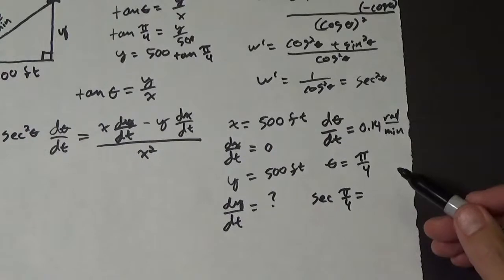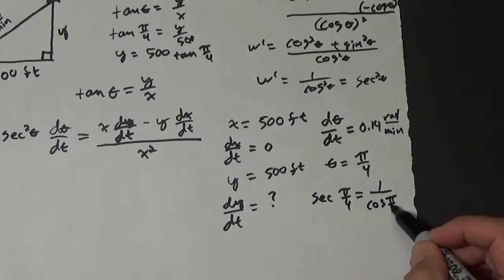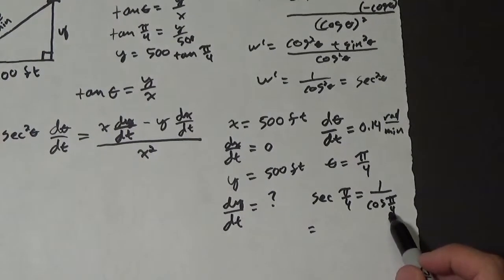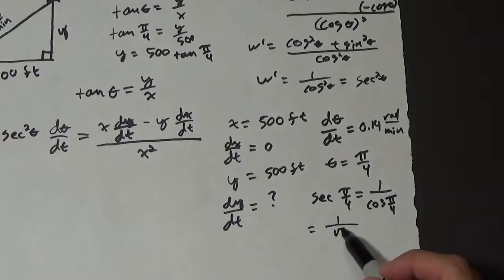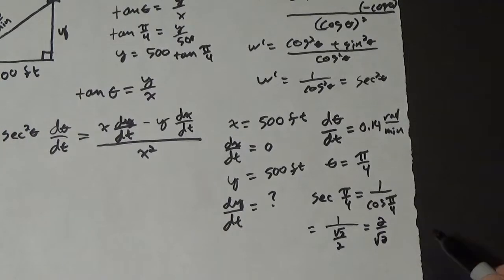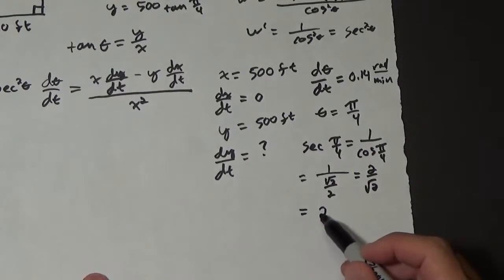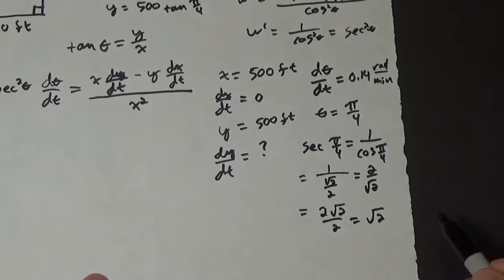Well, we know secant's 1 over cosine, so this is going to be 1 over the cosine of pi over 4. And the cosine of pi over 4 is the square root of 2 over 2. We get 1 over the square root of 2 over 2, which is 2 over the square root of 2. We can't have that, so we're going to have 2 times the square root of 2 over 2, which is just the square root of 2. All right, the secant of pi over 4 is the square root of 2.